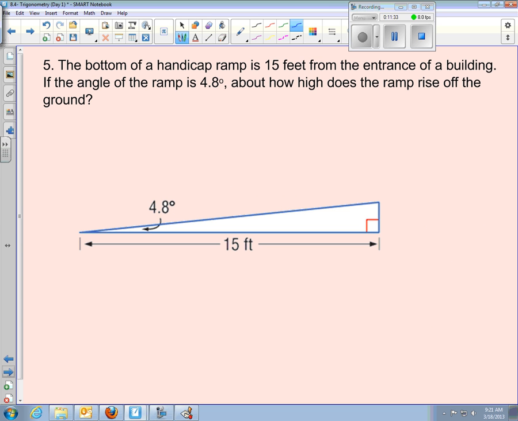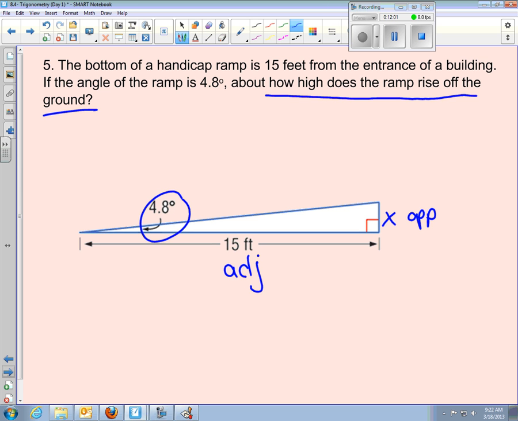All right. Take a look here. The bottom of a handicap ramp is 15 feet from the entrance of a building. If the angle of the ramp is 4.8 degrees, about how high does the ramp rise off the ground? Okay, so we only are given one side here, and in relationship to our angle, that side is going to be our adjacent. And we need to figure out, it asks us, how high does the ramp rise off the ground? So that's going to be this value right here, which is our opposite from our angle.